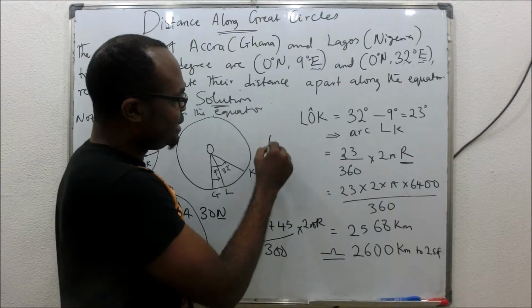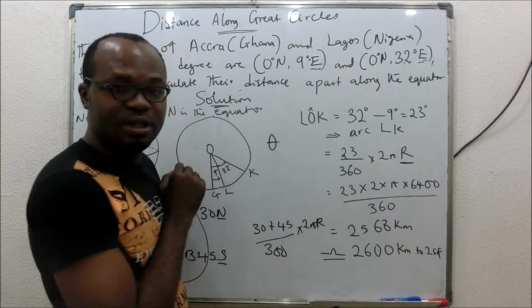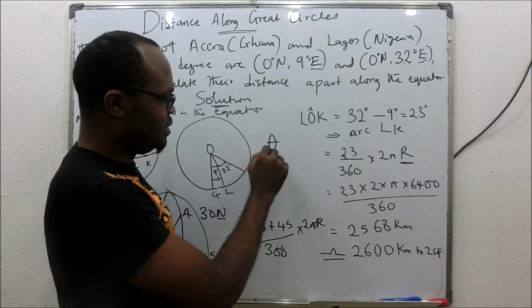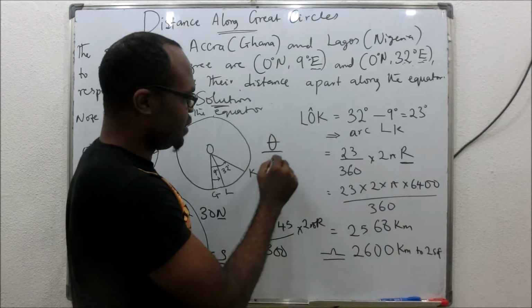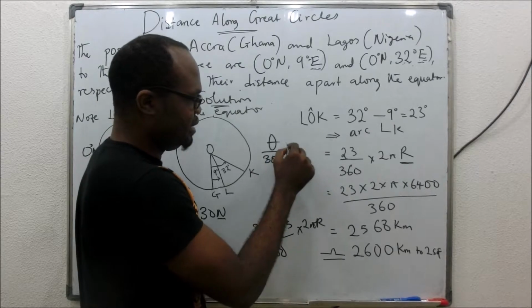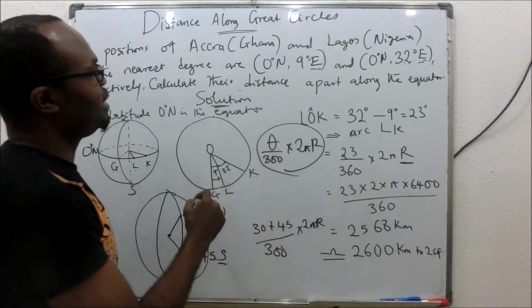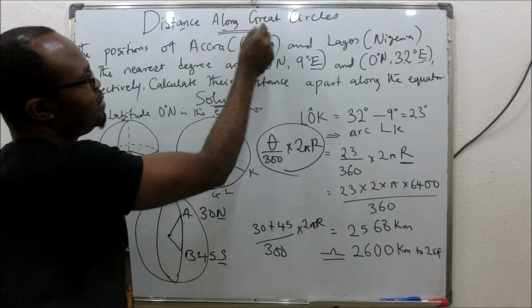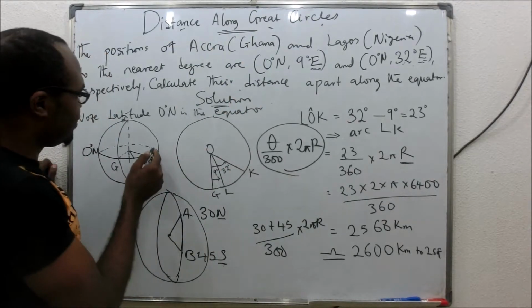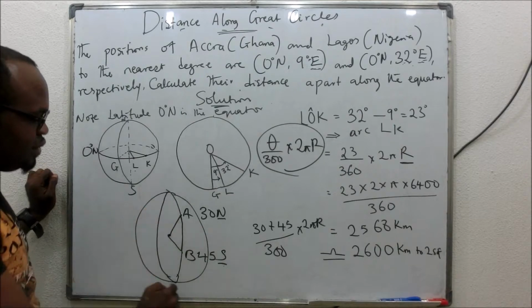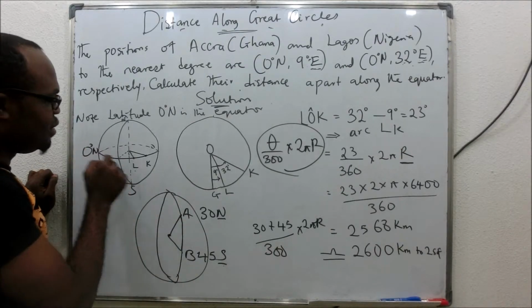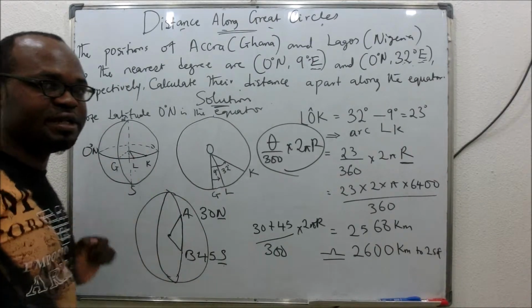Anything you get as the difference in angle, all over 360 times 2 pi r. That is the formula for calculating the distance along great circles, whether it is across the equator or along the equator or along the meridians.